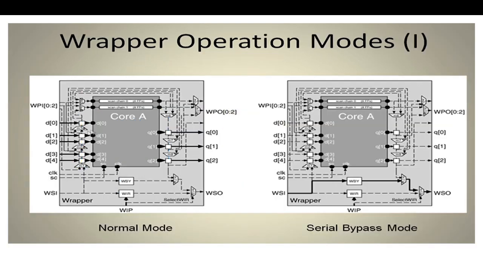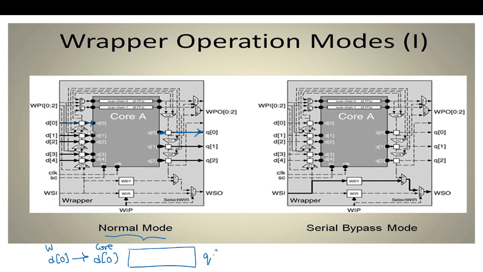So next, wrapper operation modes. So we will have multiple modes of operation. In the normal mode of operation, we want this D to be available directly at D0. It performs the normal operation, and this Q is available directly at the Q0. So the D, which is at the wrapper boundary cell, is available to the D0, which is at the core, and we perform the normal operation.